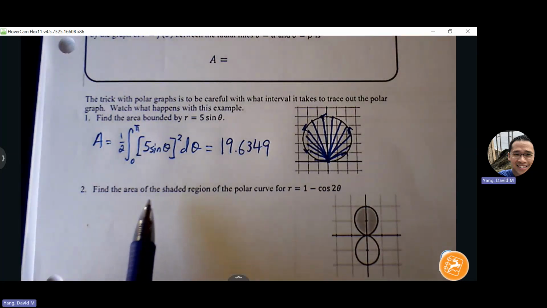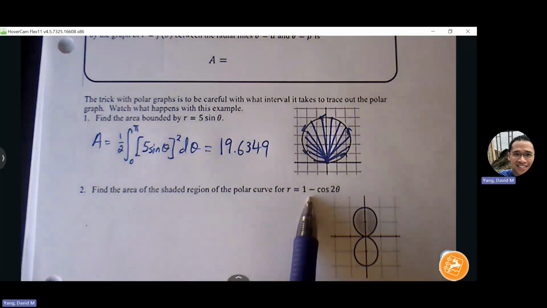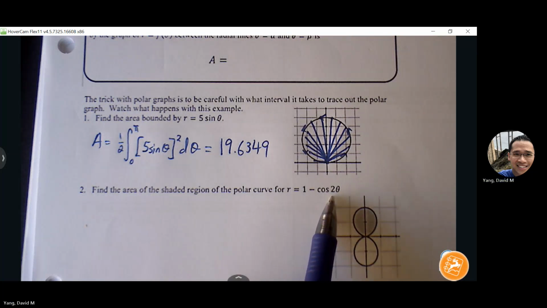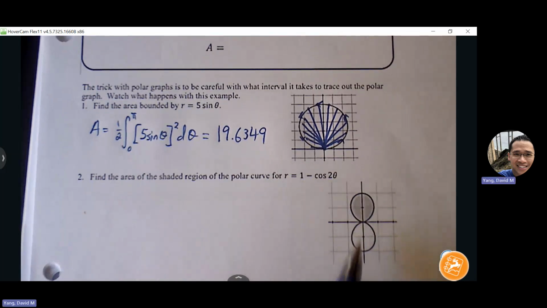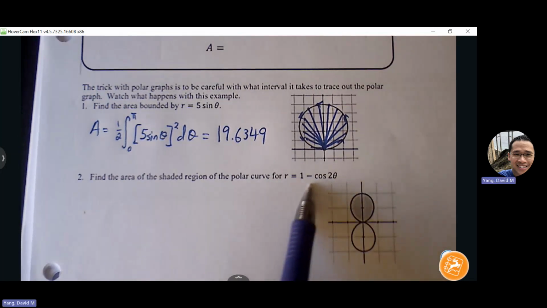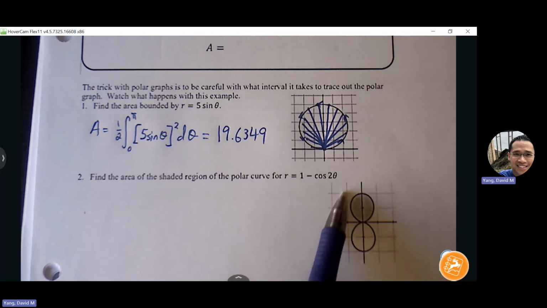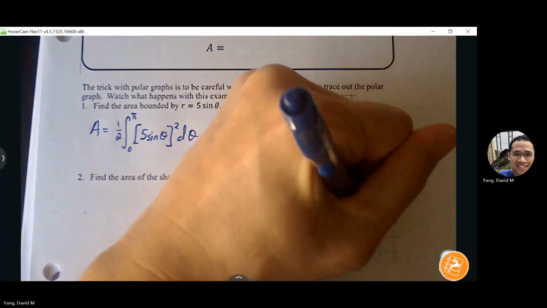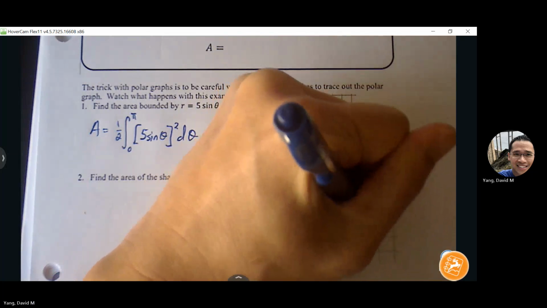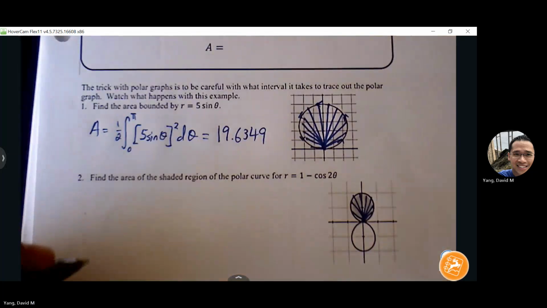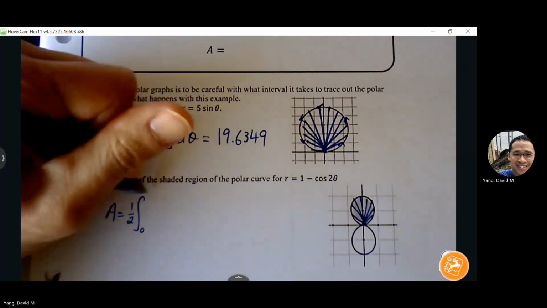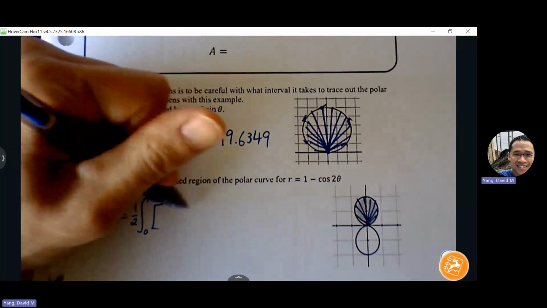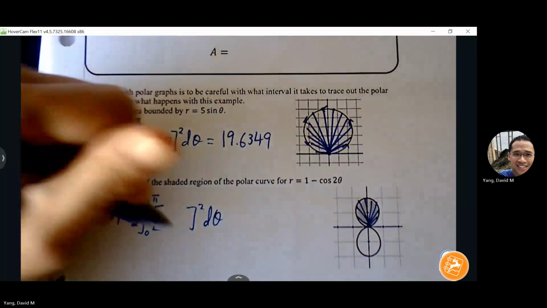Okay, number two, this says find the area of the shaded region in the polar curve r is equal to 1 minus cosine 2 theta. We know that there is going to be essentially these two leaves here. This completes its cycle from 0 to 2 pi. So this shaded region is only from 0 to pi. One half r squared d theta.